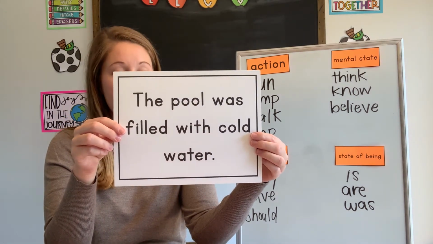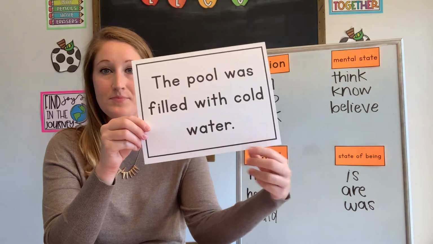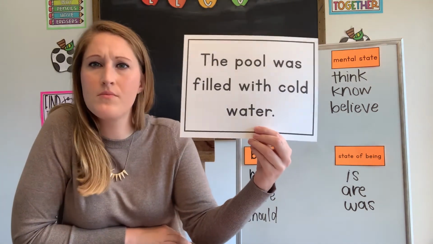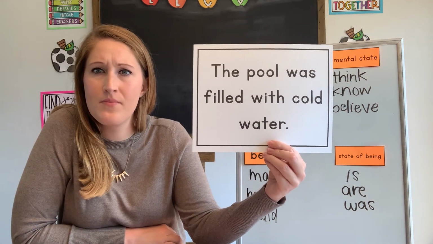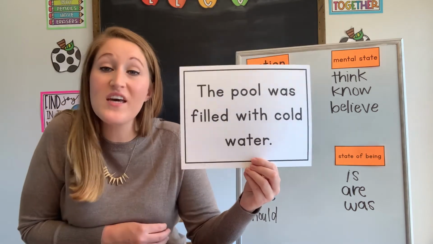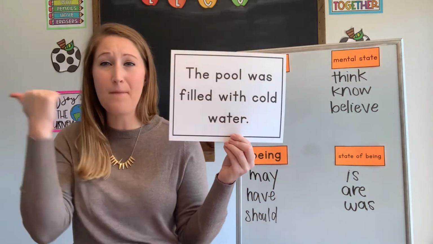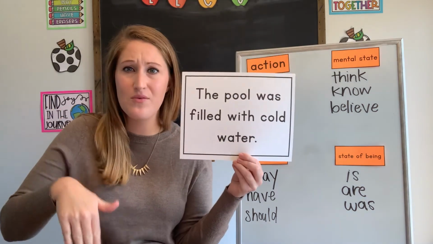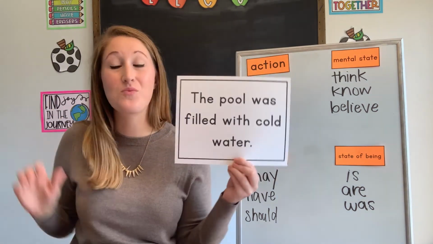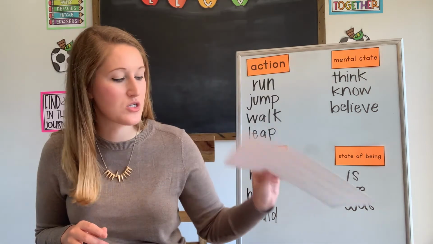Reading into those verb tenses is really important when we read a book because it tells us the time that we are talking about. Important clues. The pool was filled with cold water. What happened to the pool? Good, it was filled, right? And so that ED at the end tells us this happened in the past. We aren't filling it right now. In the past, we filled it with that cold water. Good job.